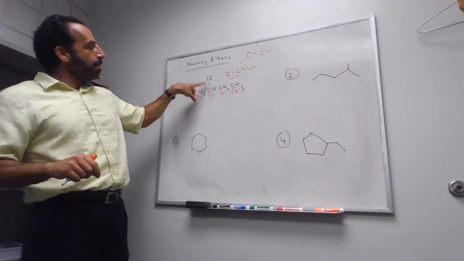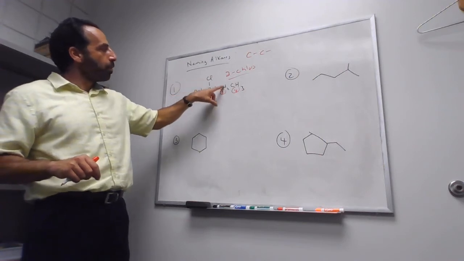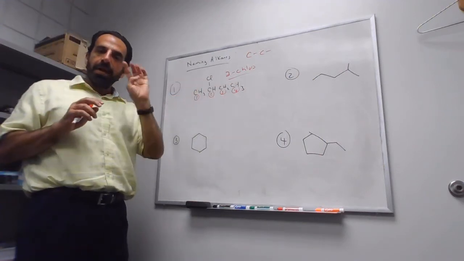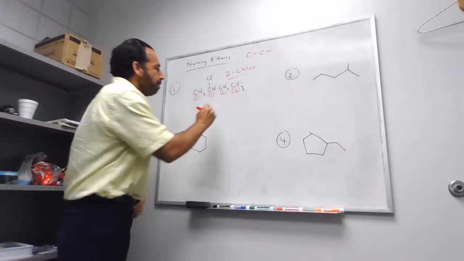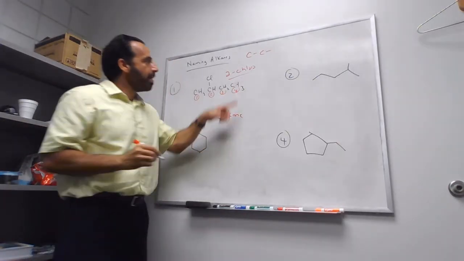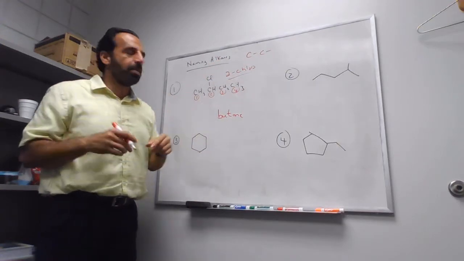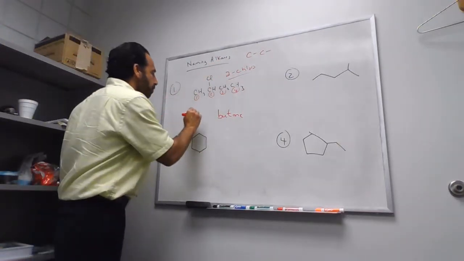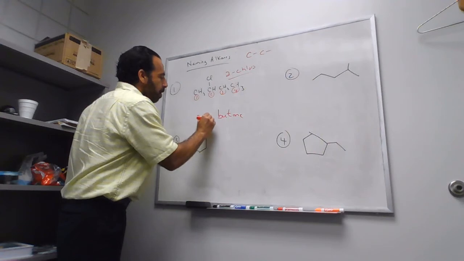So on carbon number 2, I have a chloro group. Now 1, 2, 3, 4. When I have 4 carbons in a row, I call that butane. That ANE means it's an alkane. So basically I got 2-chlorobutane. It should be all one word.